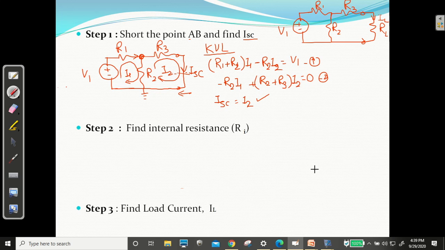So it is very simple. Comparatively, open circuit voltage के मुकाबले ISC निकालना बहुत easy है. Just short the points A and B and find ISC. Second step क्या है? Find internal resistance Ri. How to find Ri? Remove all energy sources. Clear? And replace them by their internal resistance if any. Voltage source नहीं दिया है तो short. कुछ नहीं दिया मतलब internal resistance 0, मतलब ideal voltage source है, short.